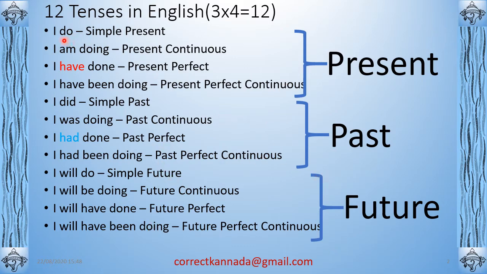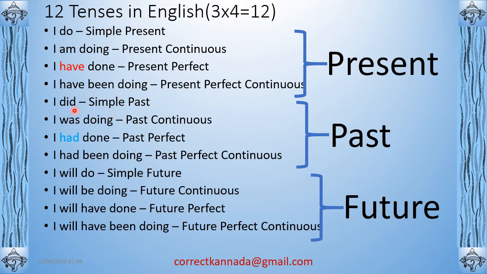So if you see, simple present is I do. Present continuous, I am doing. Present perfect is I have done. So present perfect basically means a work that has just now been completed, or a work which is completed, and the effect or the result of it is still felt now, right? So that's what present perfect is. I have been doing is the present perfect continuous. So you started off at a certain time in the past and you're continuing to do it now, right? That's what I have been doing is. So these are the four.